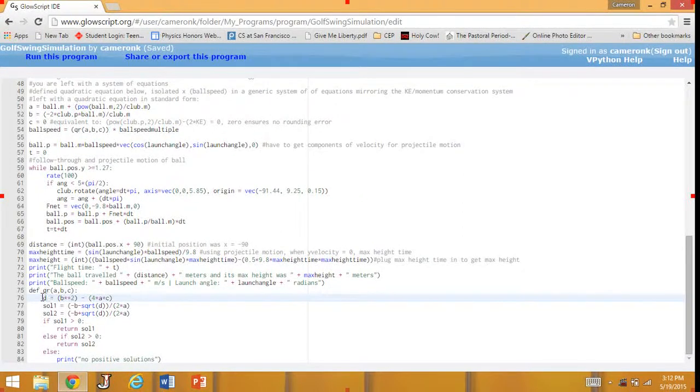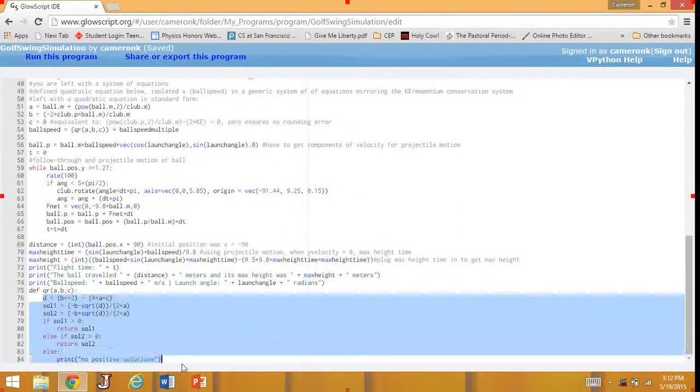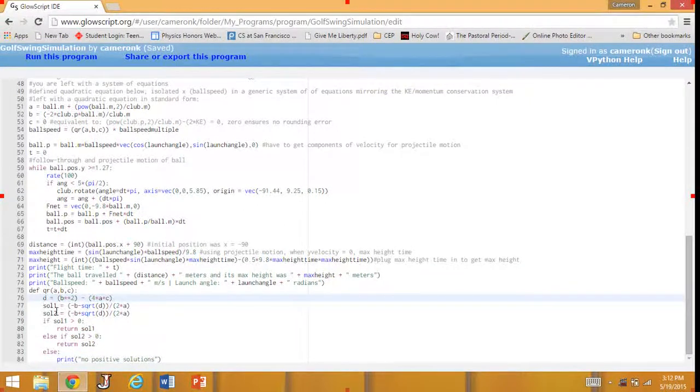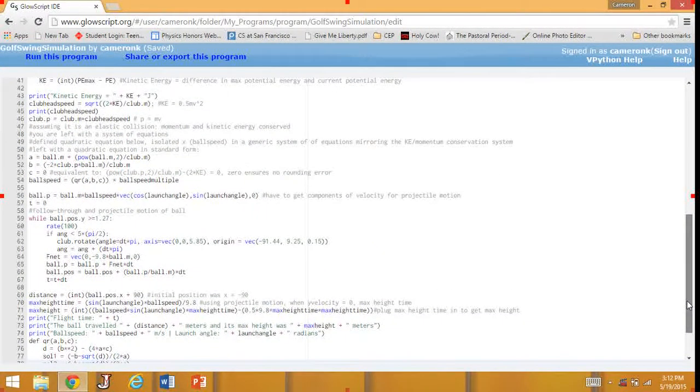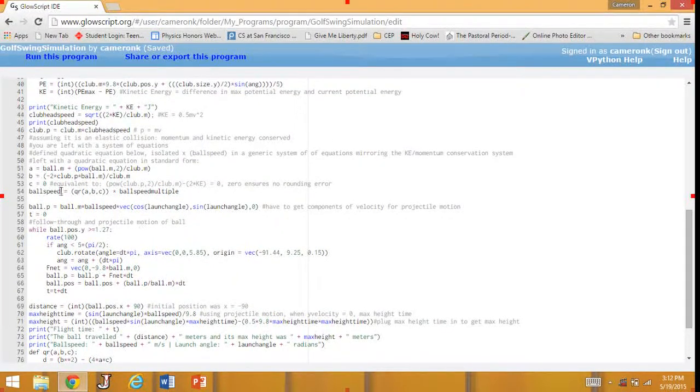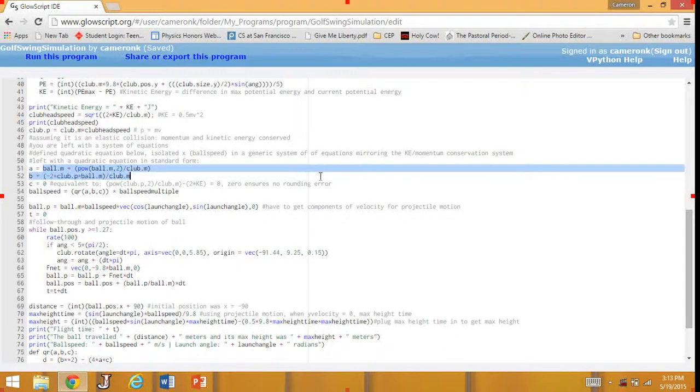And so here's the quadratic formula, the discriminant and then the 2 solutions, and I return the positive solution, or otherwise I print that there are no positive solutions. So using that quadratic function that I defined at the bottom and the math of energy conservation in that system of equations, I plug in what I calculated for A, B, and C, which were all constants that I defined earlier in the program.